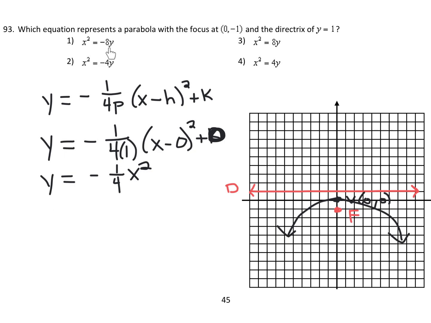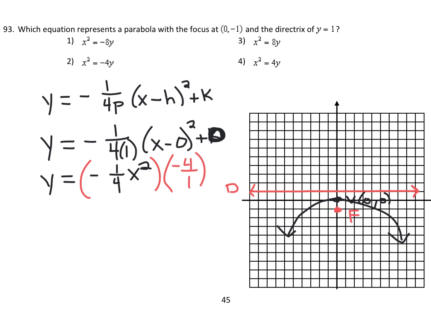Although, look at this, I don't see that there. But what do you notice? Look at every answer choice. Don't they all have the x squared by itself? So we want to get this x squared by itself in our equation so that it looks like one of the answer choices. If you want to get rid of a fraction within an equation, don't we just multiply by the reciprocal? So I'm going to multiply both sides of the equation by the reciprocal of negative 1/4, which would be negative 4 over 1.